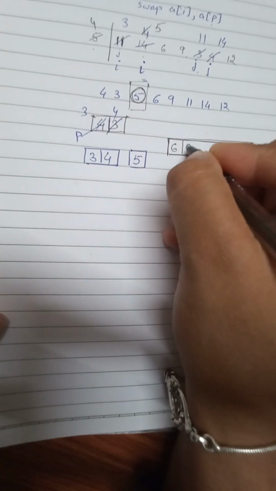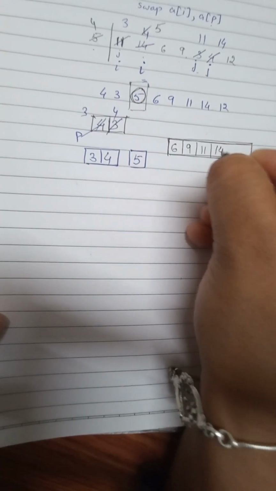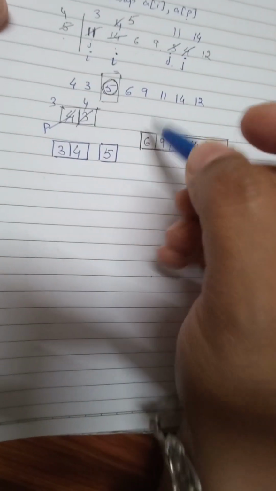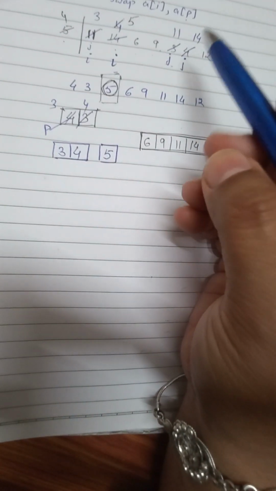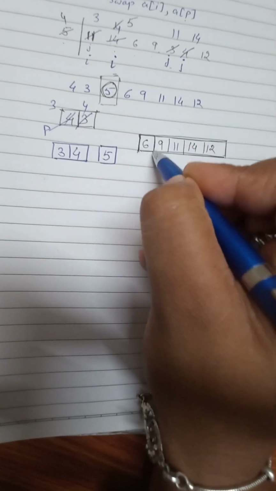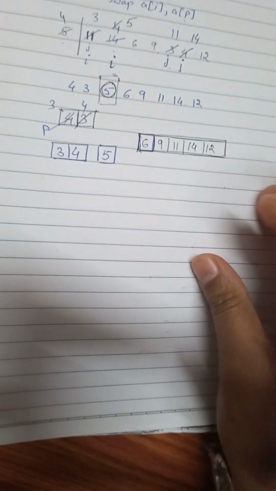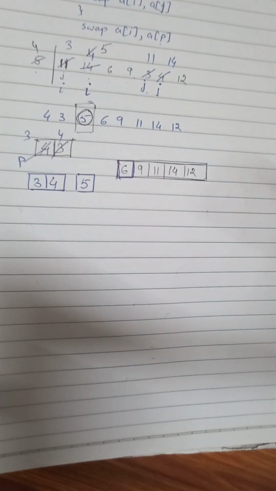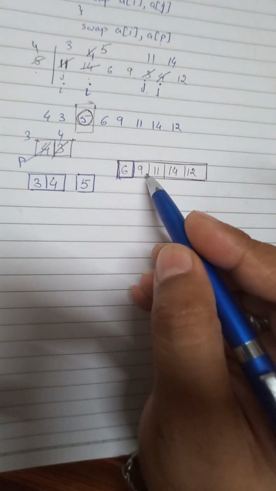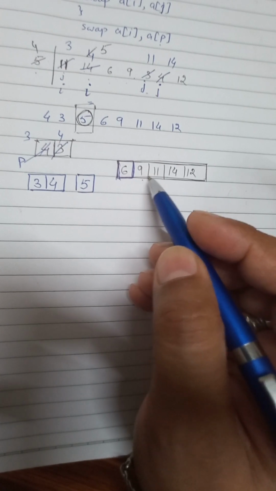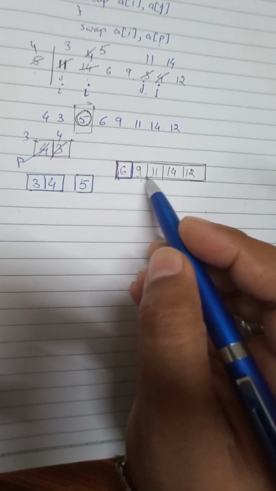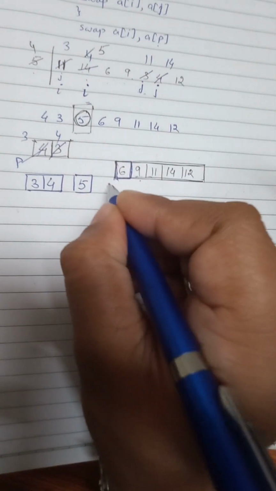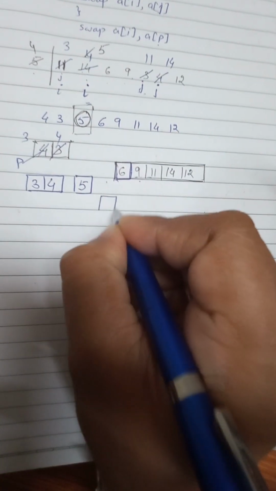So I am writing here the elements 6, 9, 11, 14 and 12, right? As I have said, I am always supposing the first element as the pivot element. So again this is the pivot element, right? The condition is, I am checking, this is I and this is J. So we are able to see no one is less than that, so it will remain the same. So this position is also fixed, right? The 6th position is also fixed.